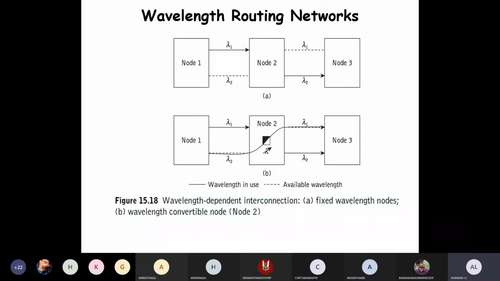You can see the node in the second diagram. The dotted lines indicate the available wavelength, and the thick line indicates the wavelength which is in use. So we can interchange the available wavelength and the one in use. That is the provision we have, the wavelength dependent interconnection. In the first figure you can see the fixed wavelength nodes, and in the second figure the wavelength convertible nodes.